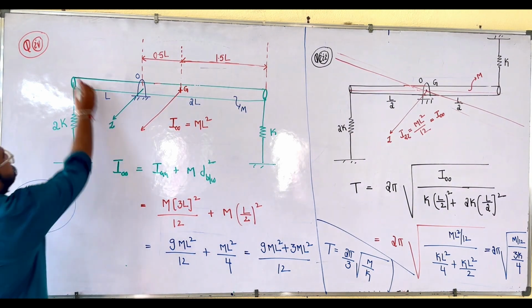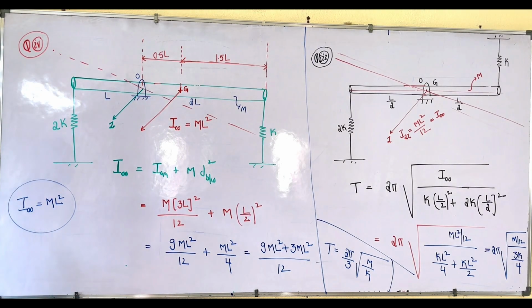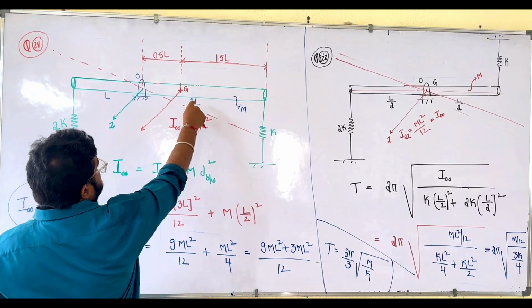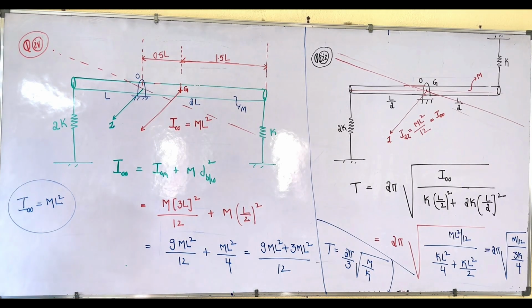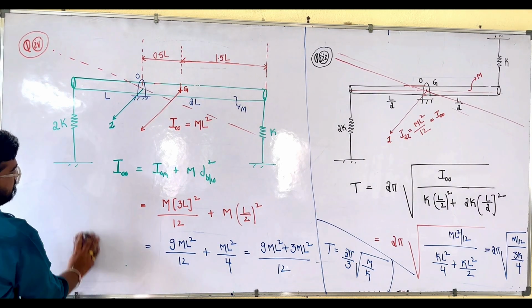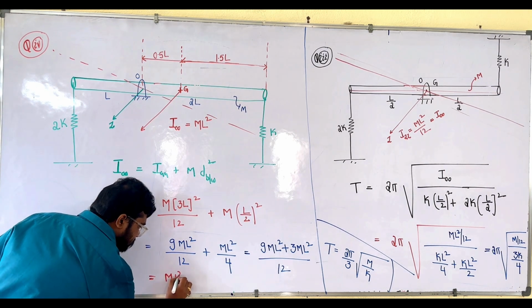You are giving disturbance about which point? This point O. Now tell me, this part completed. What is the time period of oscillation? IOO by K into 1 point K into 2L whole square plus 2K into L square. Clear? Completed. IOO equal to how much? ml square. This is ml square.